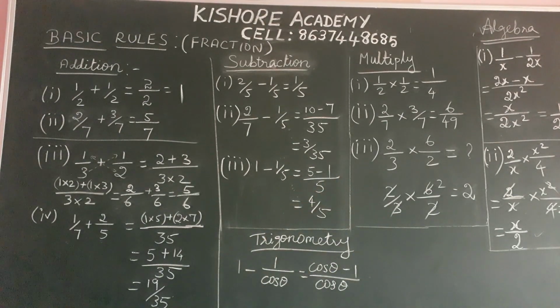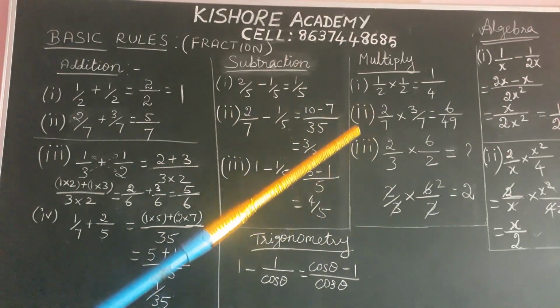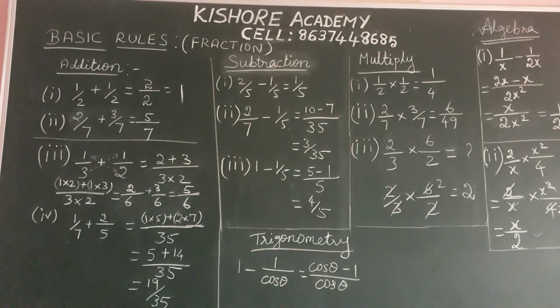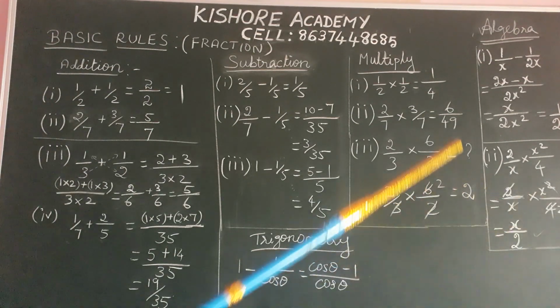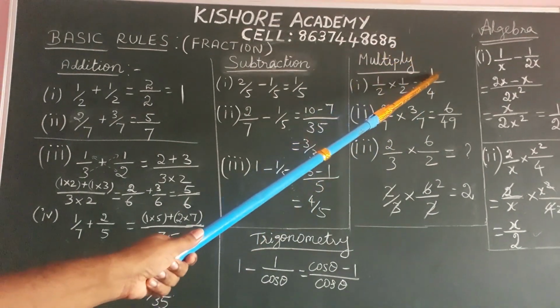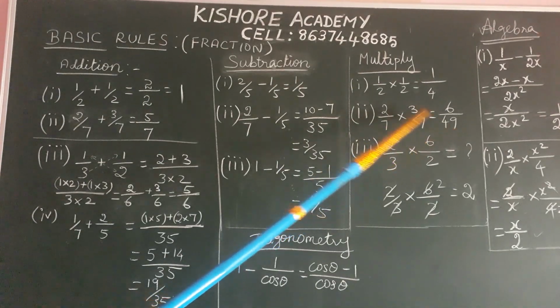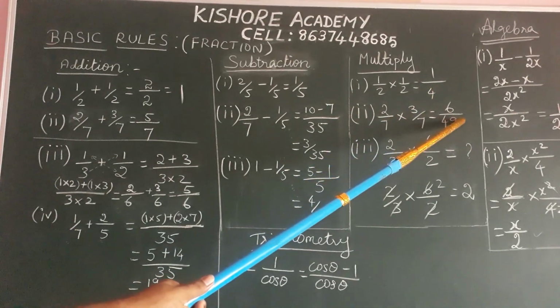Okay. Now we will see how to multiply two fractions. Multiplying is very, very easy when compared to addition and subtraction. Multiply all the numerator values and multiply all the denominator values. See this, 2 into 2, 4. 1 into 1, 1. That's all. Just like that, also the second sum, 7 into 7, 49. 2 into 3, 6. That's all.